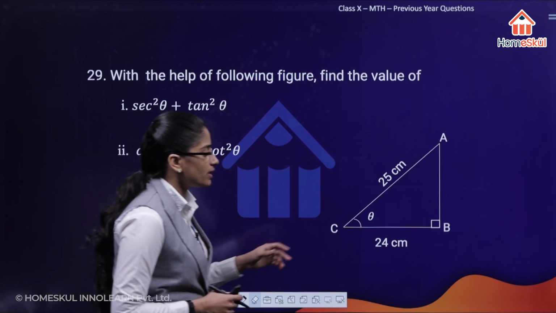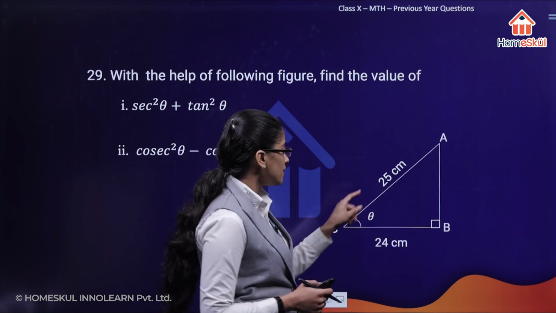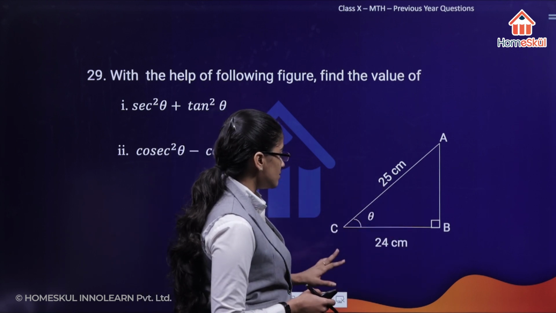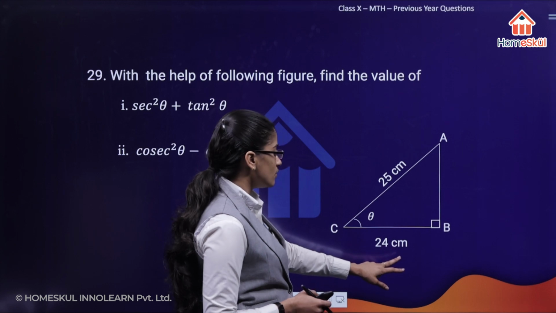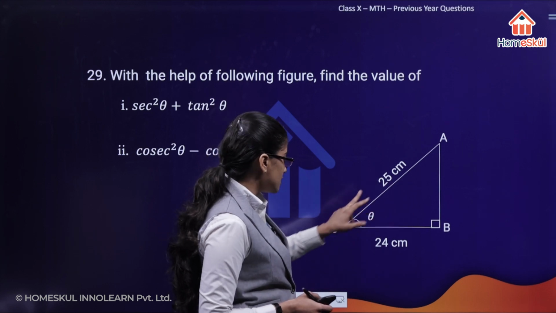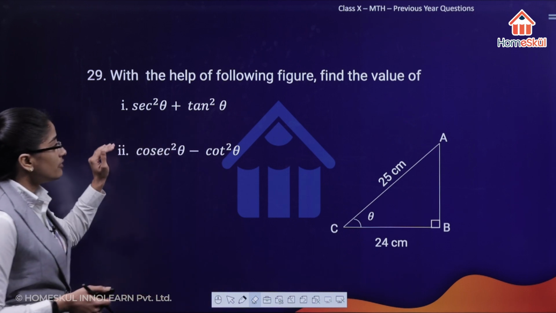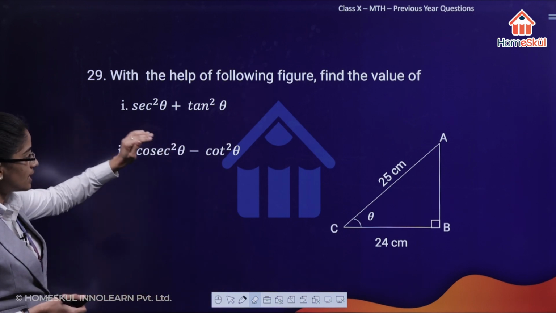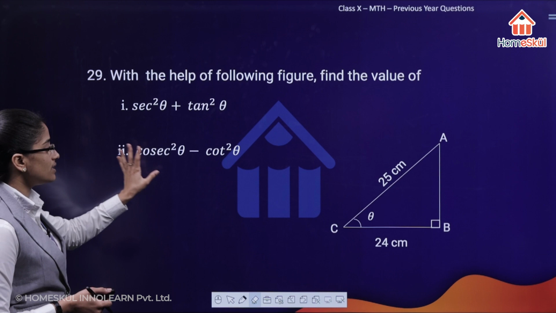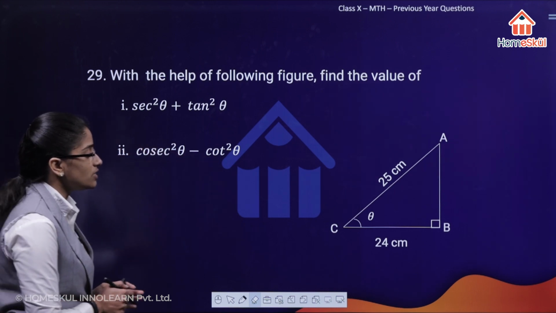Here we are having a triangle ABC, right angle at B. AC is equal to 25 centimeter given, CB is equal to 24 centimeter given, and angle ACB is theta. Okay. So, here we need to find out the first sub question, sec square theta plus tan square theta, and the other question, cosec square theta minus cot square theta, the value for each.